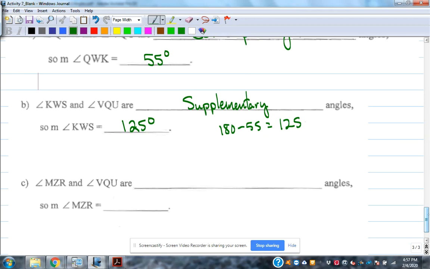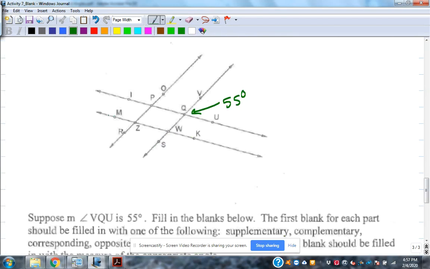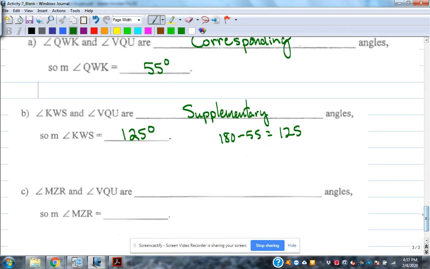C, MZR and VQU. So MZR, I'm gonna go up here and MZR. Wow, way over there. Opposite exterior would be a good way to describe those. I'm having to break myself from calling them alternate exterior. The verbiage is opposite exterior now. They changed that for no good reason. So it's old guys with gray hair that get confused. So if they're opposite exterior, what do we know about them? They're the same degree, so that's 55.